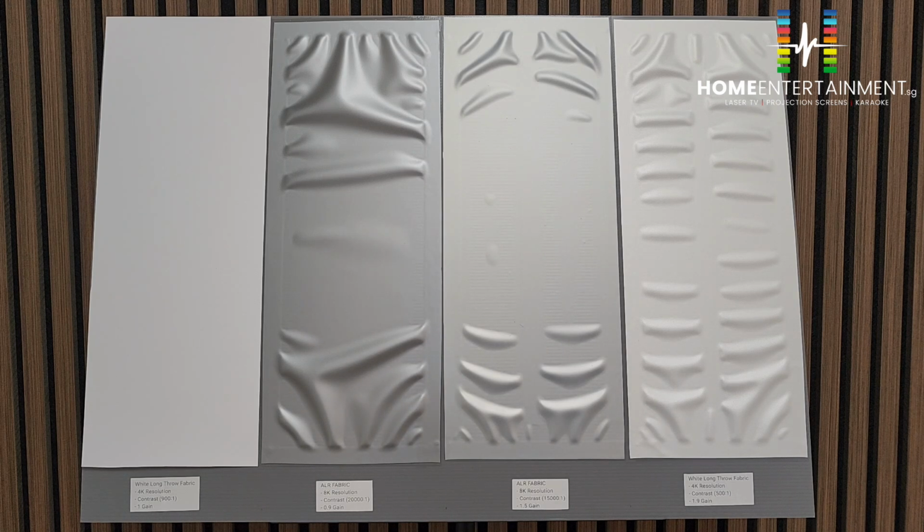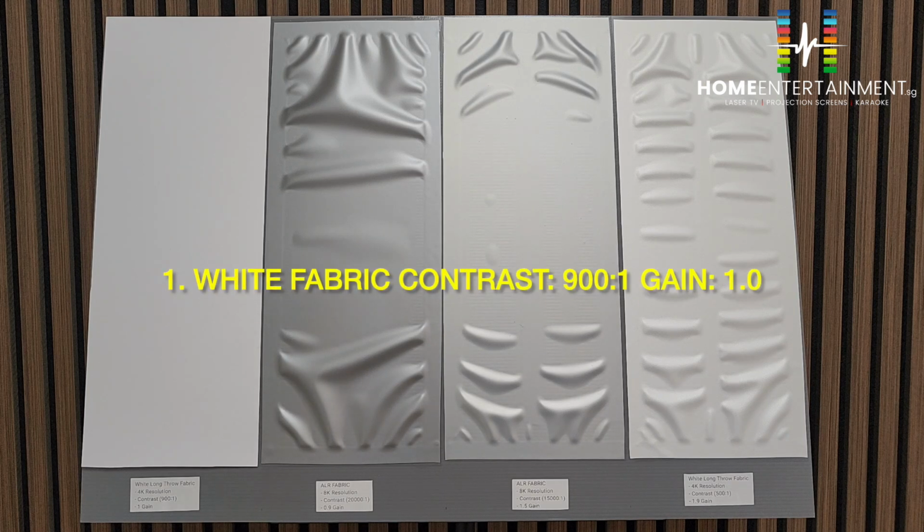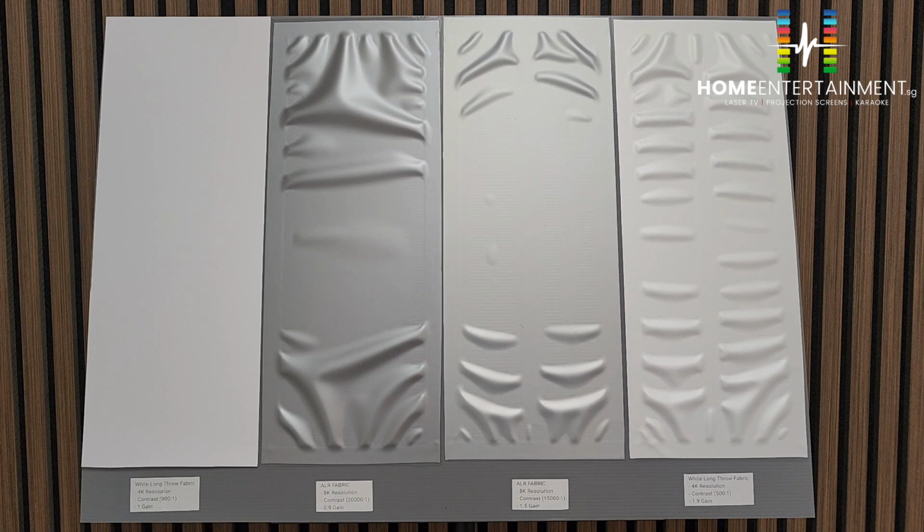First and foremost, the one that is on the very left is what we call a fabric which is similar to a thick paper card, C-A-R-D, card. So it is white in color, and it has a contrast ratio of about 900 to 1 and a gain of 1. So what is all this contrast and gain all about? I'll explain to you very, very shortly.